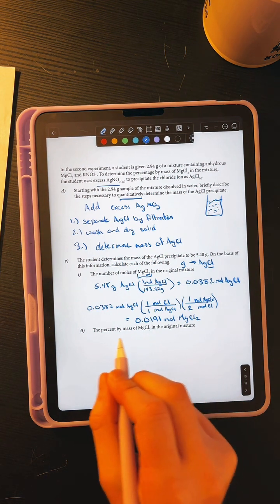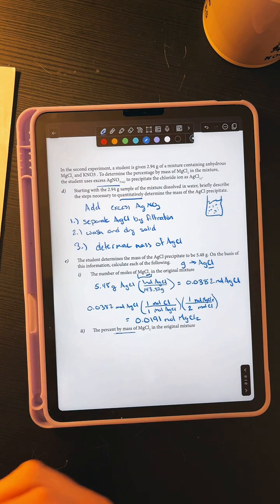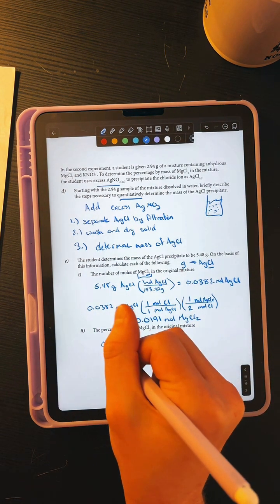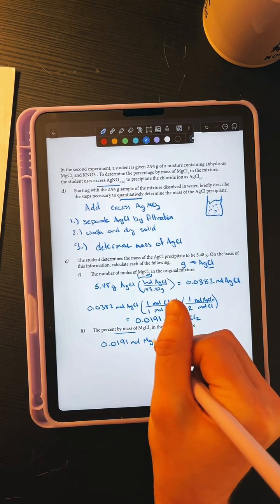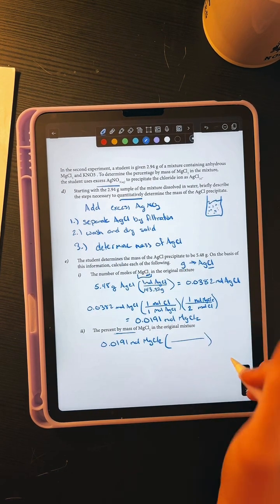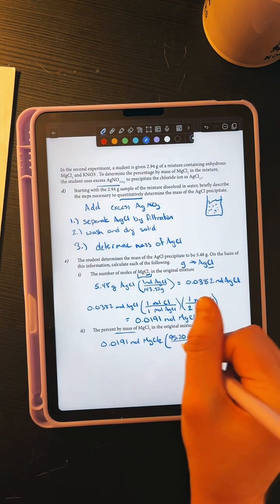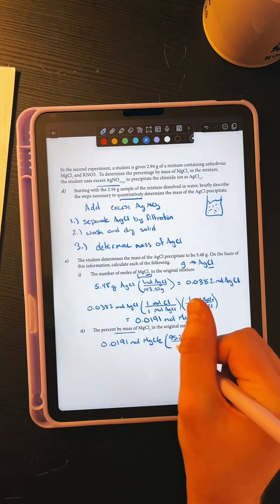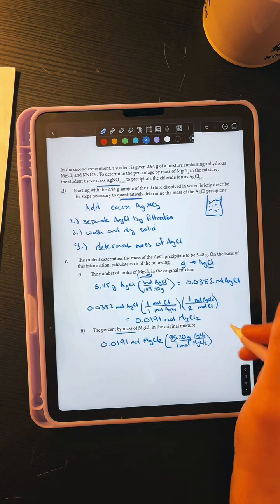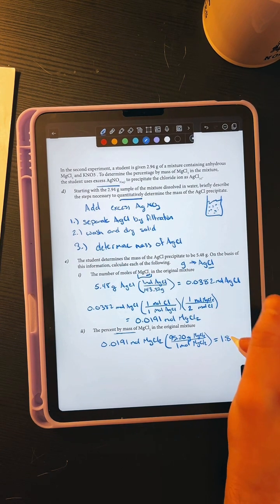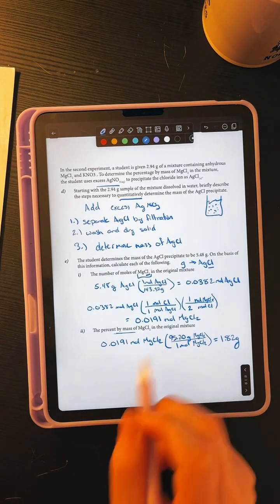So percent by mass means we have to be in grams. We'll do grams of part over grams of whole. So we're going to take our moles that we just found of our MgCl2, and we're going to convert that into grams using the molar mass. That's 95.20 grams of MgCl2 for every 1 mole of MgCl2. That gets us a mass of 1.82 grams of MgCl2, but we want mass percent.